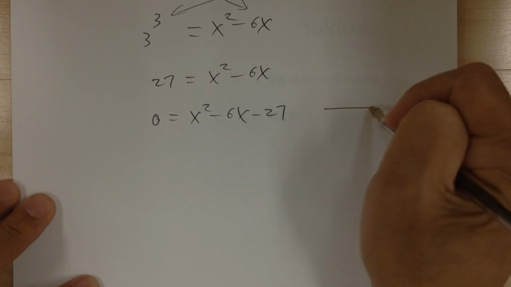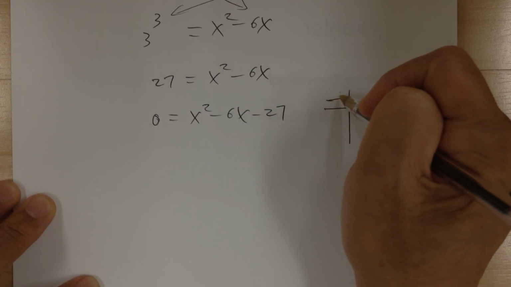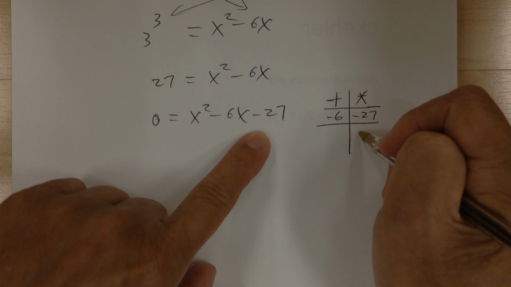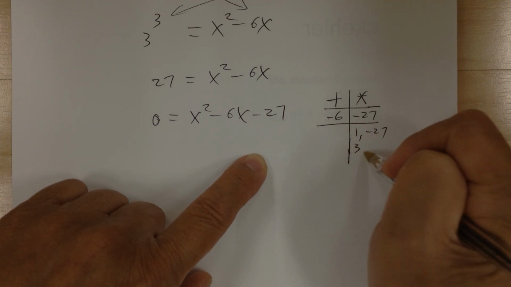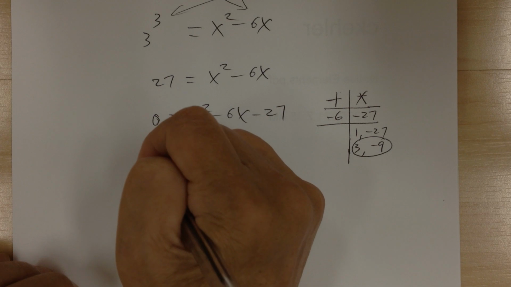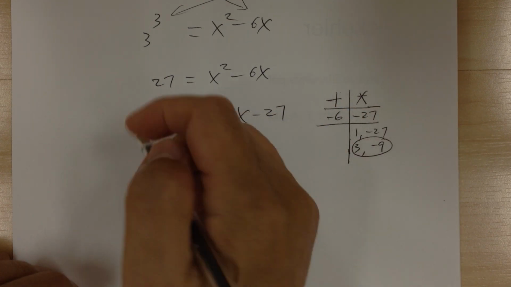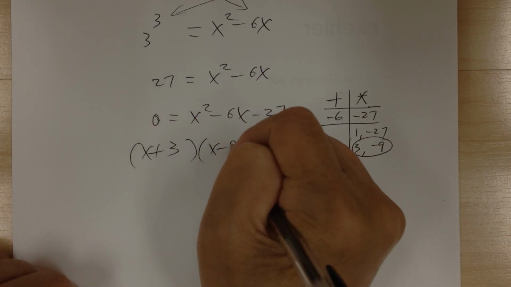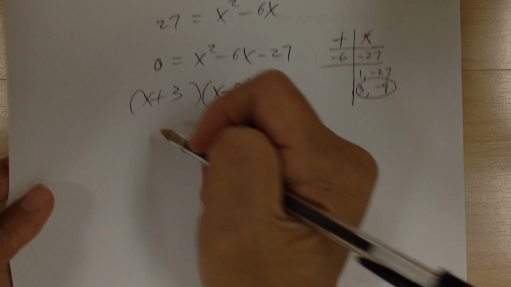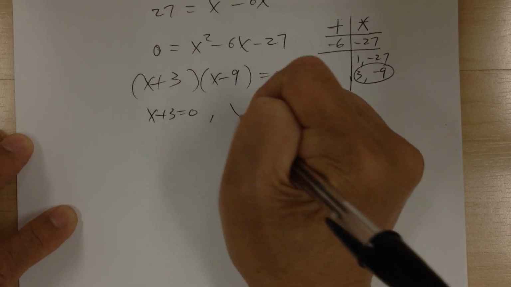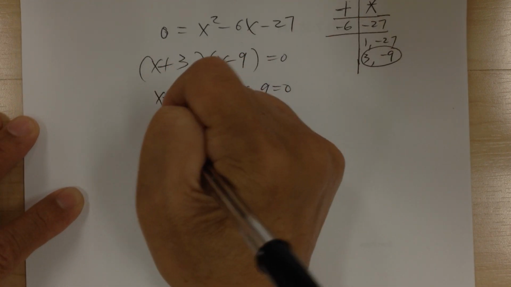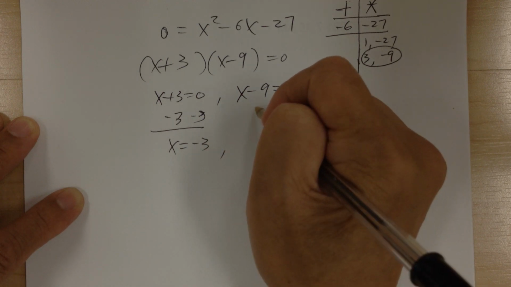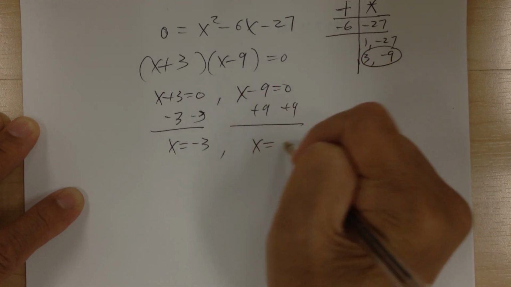Okay. Then after that, you do your factoring. So you have to add to get negative 6. You have to multiply to get negative 27. So it starts with 1 comma negative 27, 3 comma negative 9, and that's it. And I'm going to switch signs. Okay, so I'm going to do this. So I get x plus 3, x minus 9. So from here, you set it equal to 0. And then you solve. So minus 3 on each side. So you get x equal to negative 3. This one you plus 9 on each side. So you get x equal to 9.